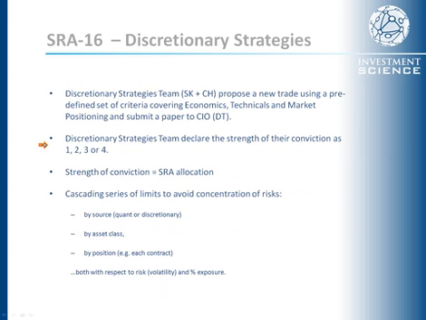The discretionary strategies team declare the strength of their conviction as 1, 2, 3 or 4. So remember before that the total volatility of the SRA 16 is obviously 16%. The total volatility across all of the strategies of the discretionary strategies team should be an average of 9% and typically between 6 and 12 from time to time. So each of the strategies that they have, say they want to be long gold, they might give that a conviction of 4, which is about where it is right now.